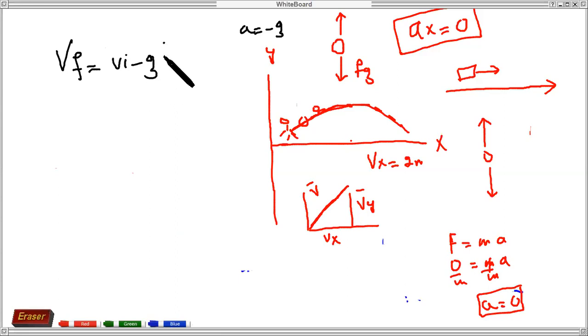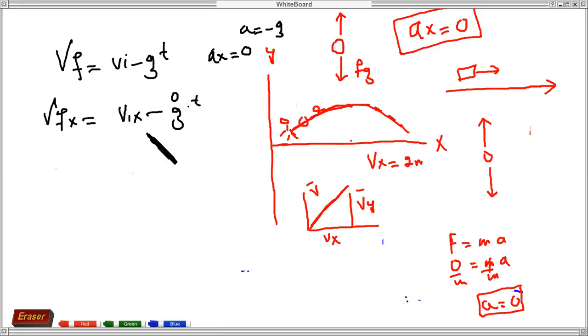But if the body is moving horizontally, you can say Vfx equals Vix. Here the g is actually ax along the horizontal direction, but there is no acceleration along the horizontal, so a equals 0 multiplied with t. So the first equation for projectile motion for horizontal motion is Vix.